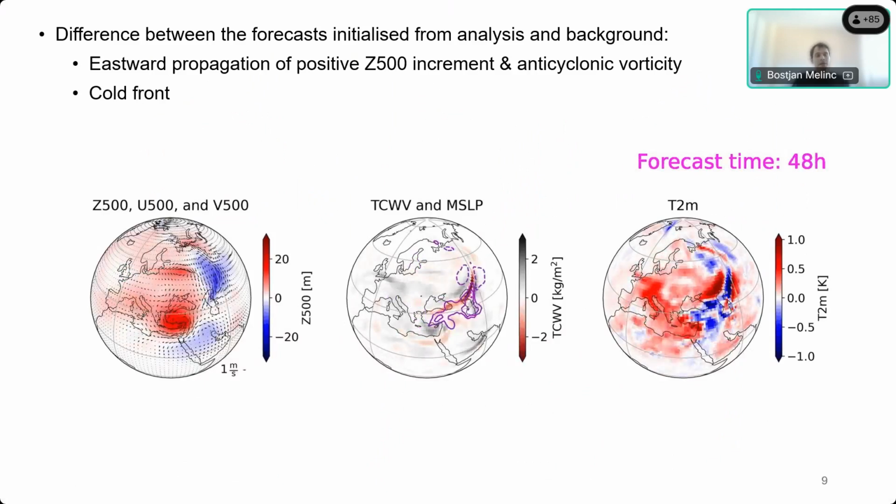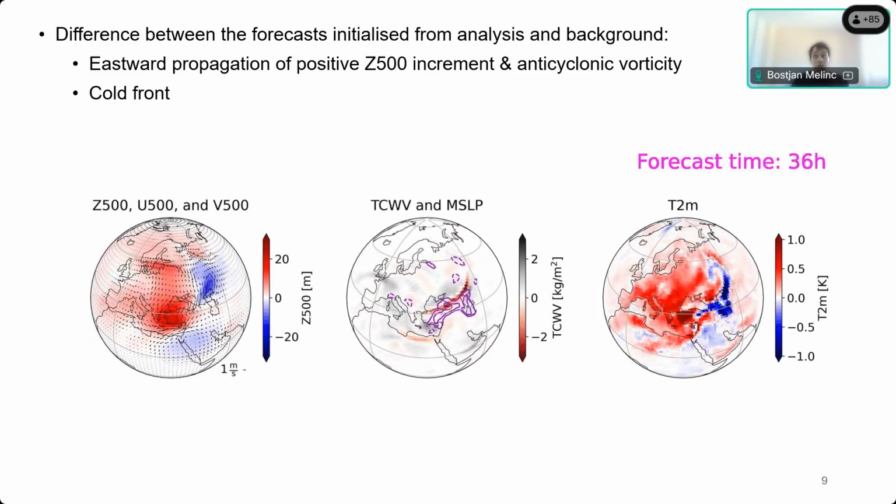And the final thing is that we can initialize the forecast by both the analysis and the background and have a look at their differences. And what we get is an eastward propagation of this initial Z500 increment and anticyclonic vorticity, while total column water vapor, mean sea level pressure, and 2-meter temperature increments altogether indicate that we have an emerging cold front here to the east of the Black Sea. So all in all, we can say that in mid-latitudes, we have analysis increments and the resulting forecasts, which are physically plausible.